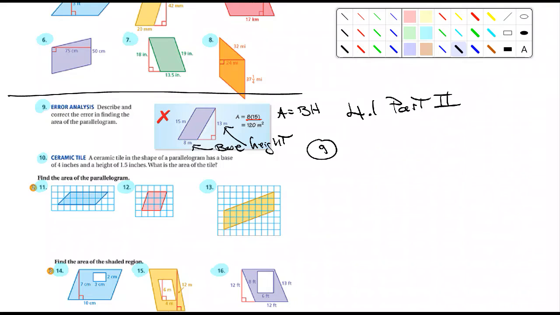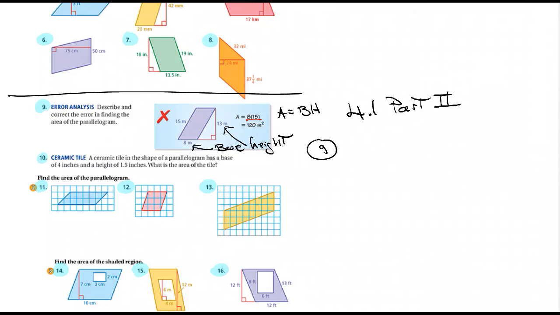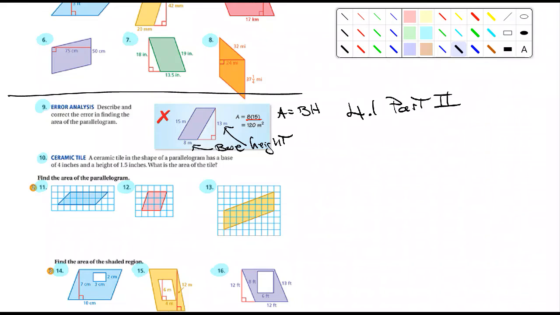Number 10, it says a ceramic tile is in the shape of a parallelogram. It has a base of 4 inches and a height of 1.5 inches. What is the area of this tile? You guys should be able to do that. They give you the dimensions right there, base times height. I do want you to do number 11, 12, and 13.